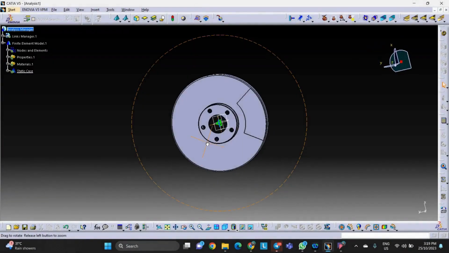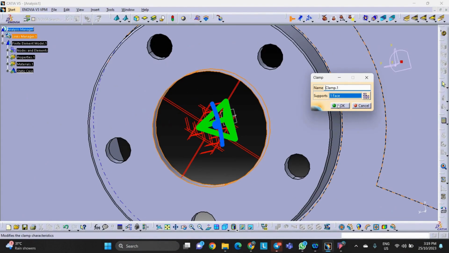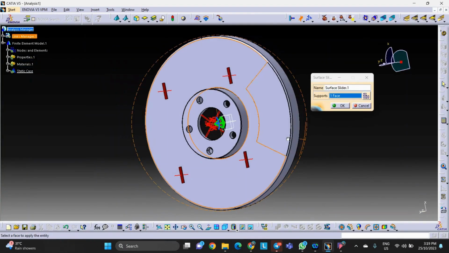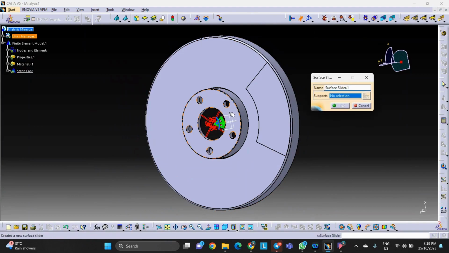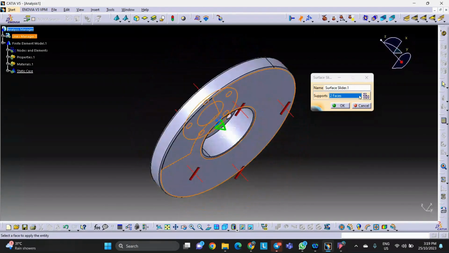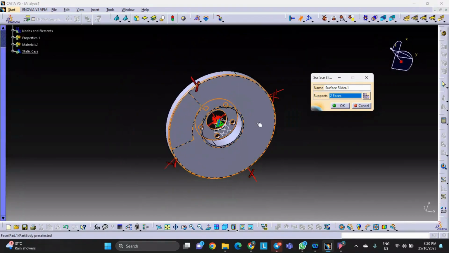Now we are going to explain how to analyze this brake rotor. First, we apply the material, which is iron, and then we study the drawing. Next, the center of the brake is clamped. The surface slider is added to the nut hole area and rear rotor.